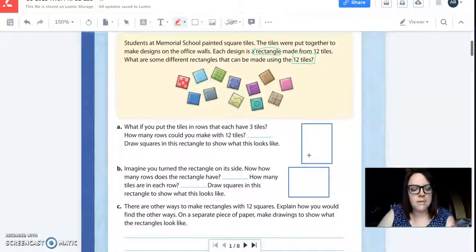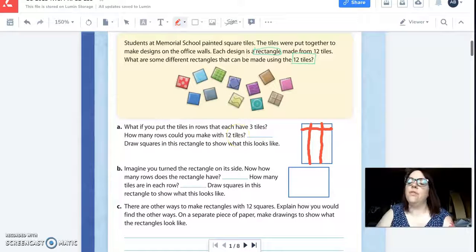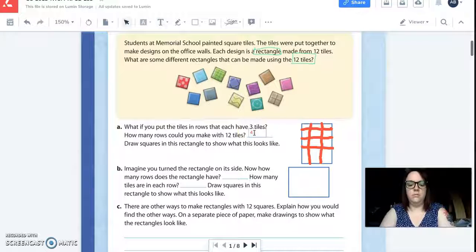Oh, that was weird. We lost a connection. Interesting. Okay, so we know that we need 3 in each row. So I'm going to draw one line. Ooh, this is really bad drawing, but it's okay. Okay, so now we have 3 in the top row. All right, now we need to make 12 tiles. So we already have 3. So let's see. Okay, 4, 5, 6, not quite there yet. 7, 8, 9, 10, 11, 12. We got 12 tiles. All right, so how many rows could you make with 12 tiles? We made 4 rows.